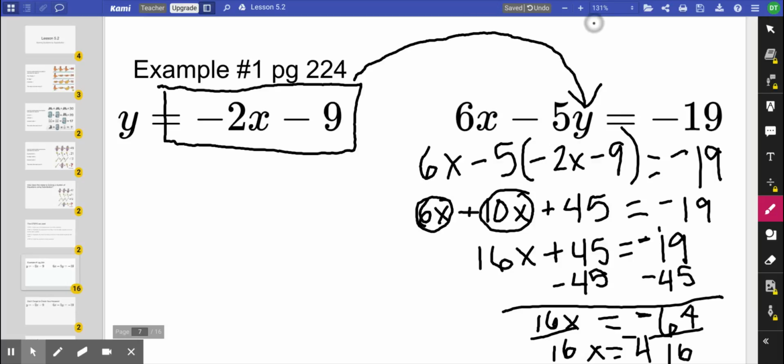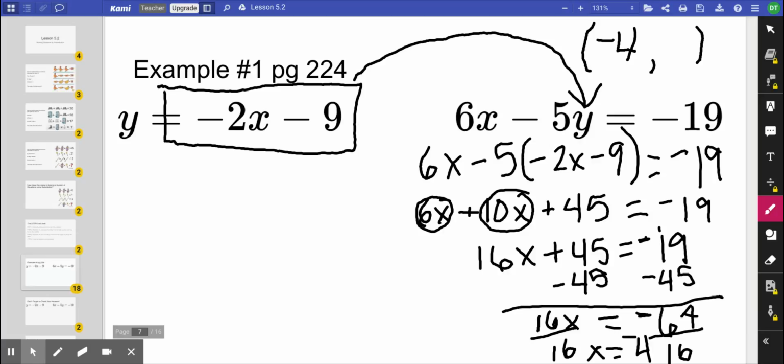So if I think about this as the point where these lines are crossing, I have an x value of negative 4. I'm still not sure what my y is. I don't have a y yet. So I have to now do step 3, substitute the value from step 2 into the original equation. Now could I put 4 back in for this x in 6x minus 5y equals negative 19? Absolutely. You could substitute that into the equation that we just finished using.